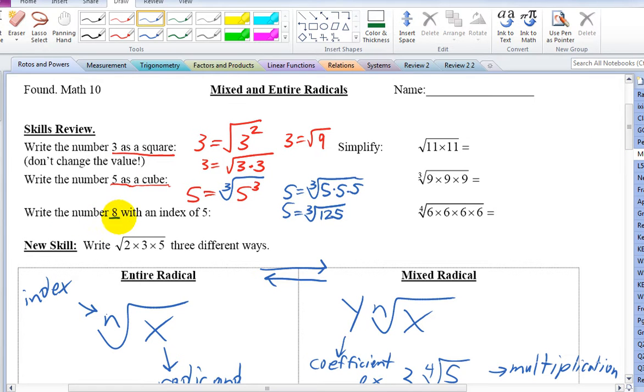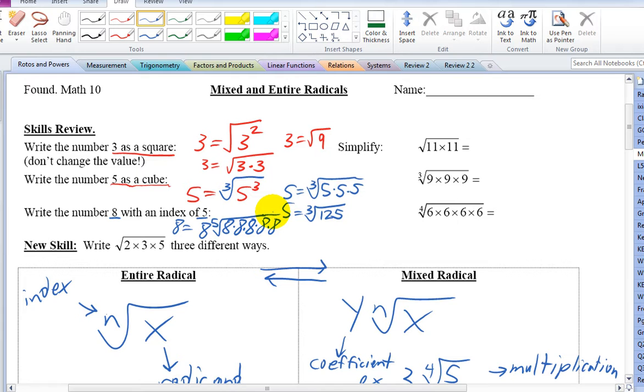Do this one. Write the number 8 with an index of 5. How many would you have? Jordan? If your index is 5? 5 of them. Sorry, 5 eights. So 1, 2, 3, 4, 5.